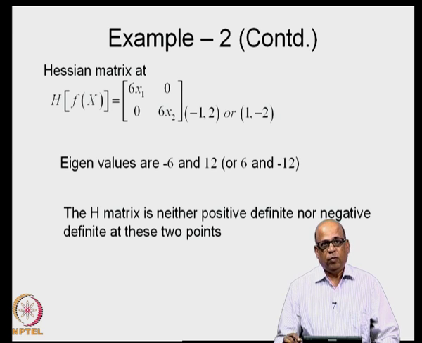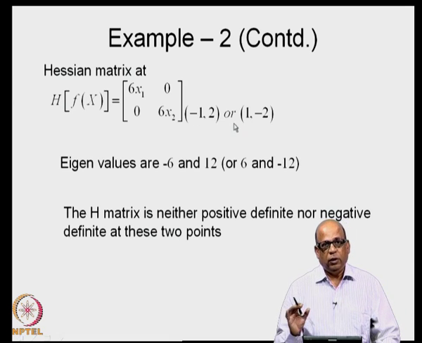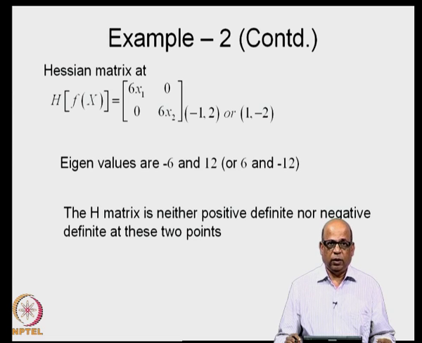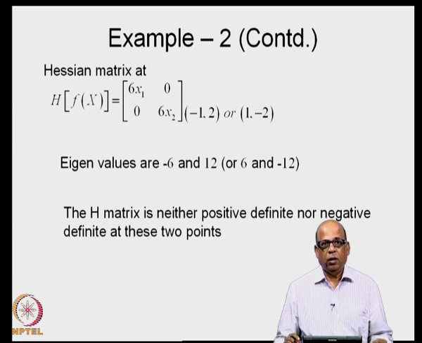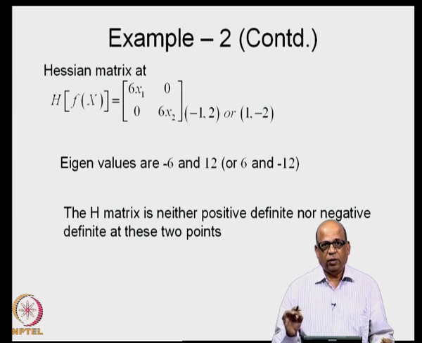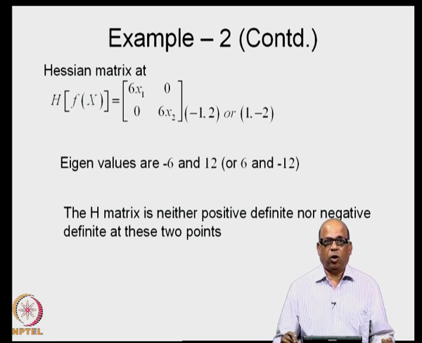And therefore, the stationary point minus 1 comma 2 corresponds neither to a local minimum nor to a local maximum. Similarly, the point 1 comma minus 2 corresponds neither to a local minimum nor to a local maximum. So, out of the 4 stationary points that we obtained in this example, we could identify one as a local minimum, one as a local maximum and the other two as neither local minimum nor local maximum.